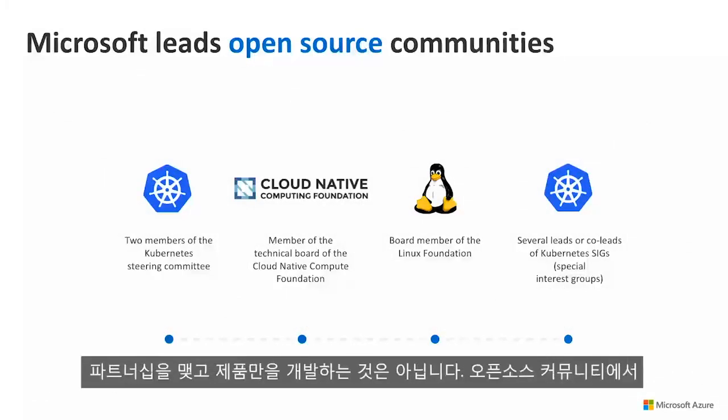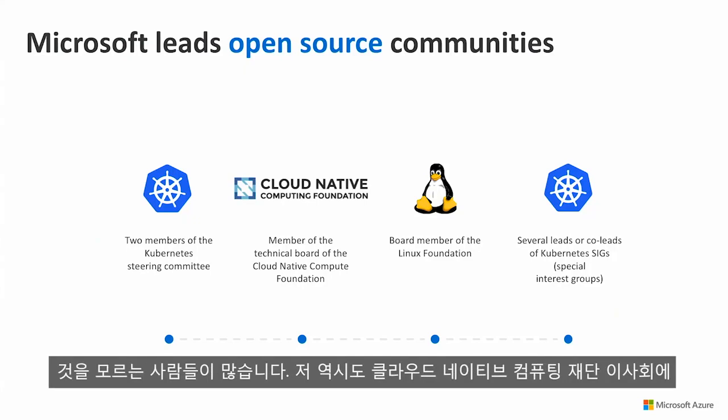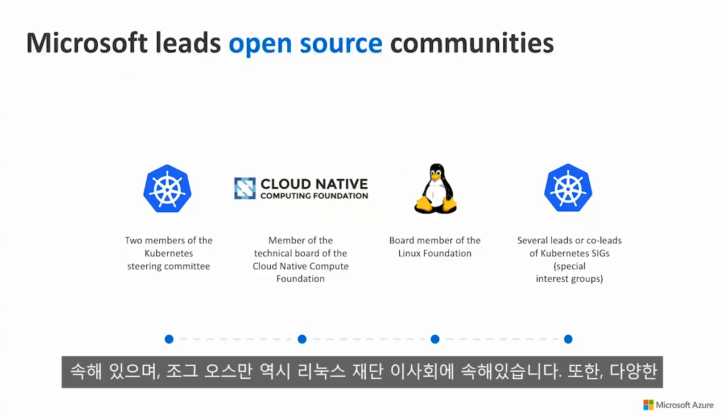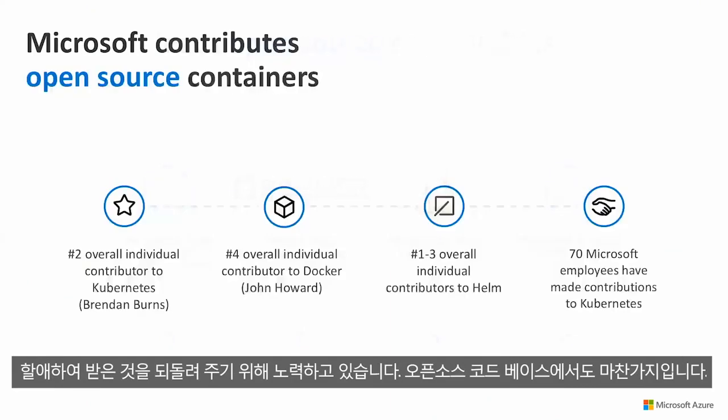But it's not just that we're partnering or developing products. We're actually leading in a lot of cases in these open source communities. So not a lot of people know this, but we actually have 2 members on the Kubernetes steering committee. I myself am a member of the board of the Cloud Native Computing Foundation. John Gossman is a member of the board of the Linux Foundation. We have several leads or co-leads in Kubernetes special interest groups. We really do spend a lot of our time giving back.